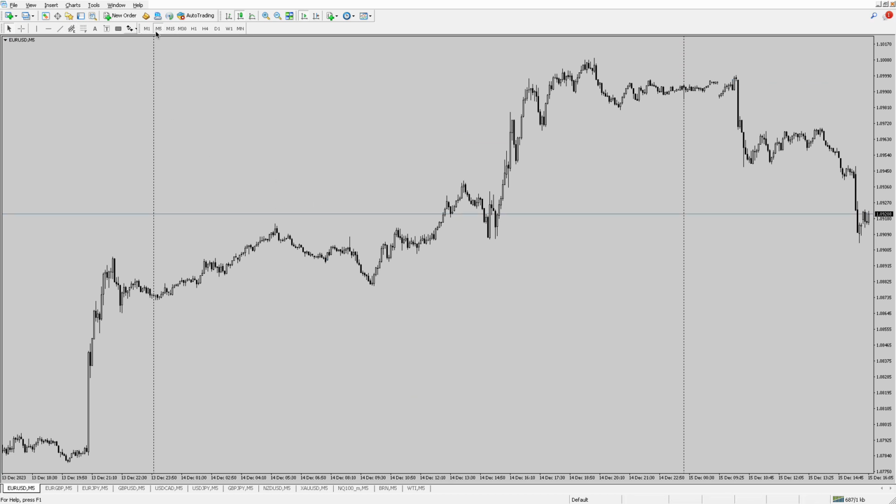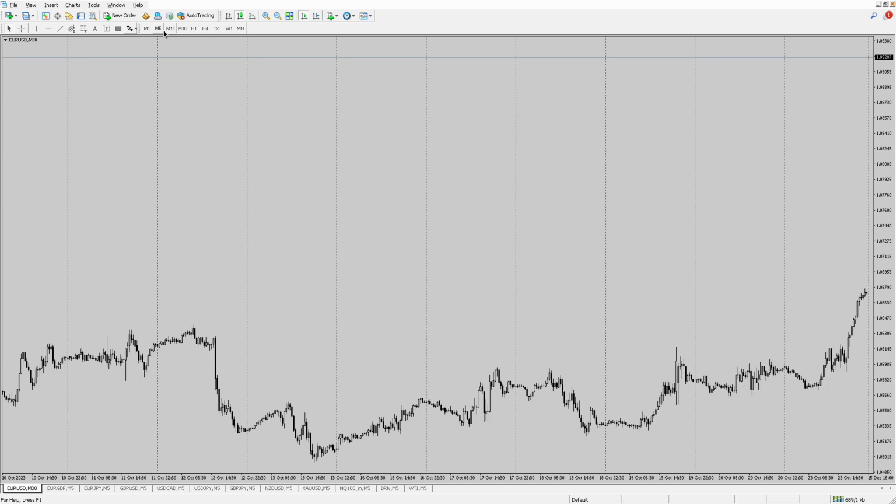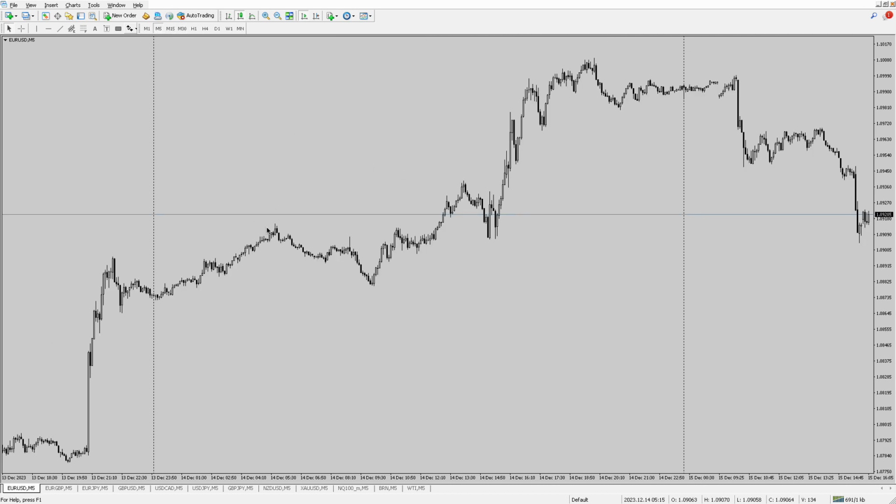This is a new account. It's a $5,000 account. I always start with Euro USD. This is an M5 chart. Right here we're seeing an uptrend, and these vertical lines that you see are the beginning of the day and the end of the day.